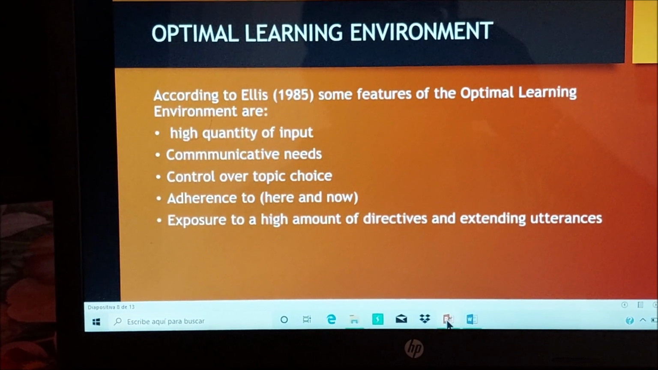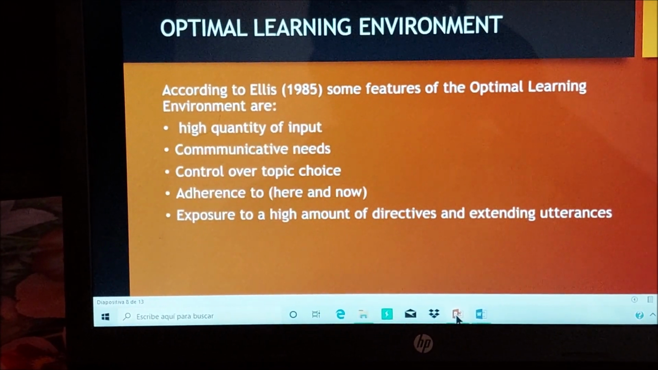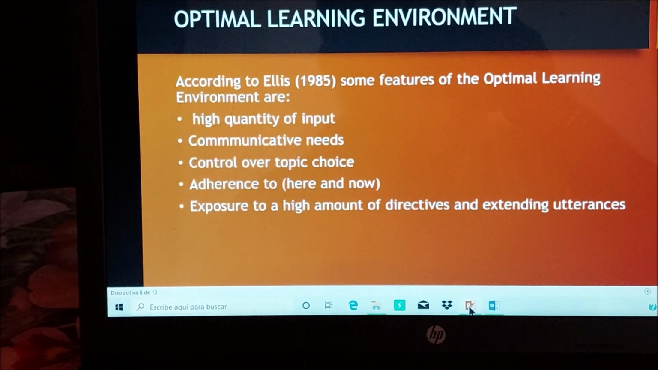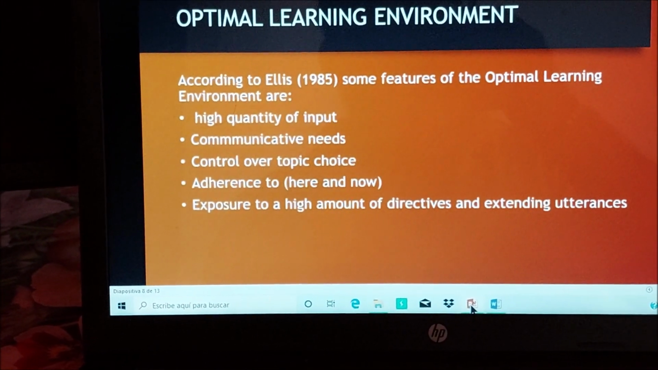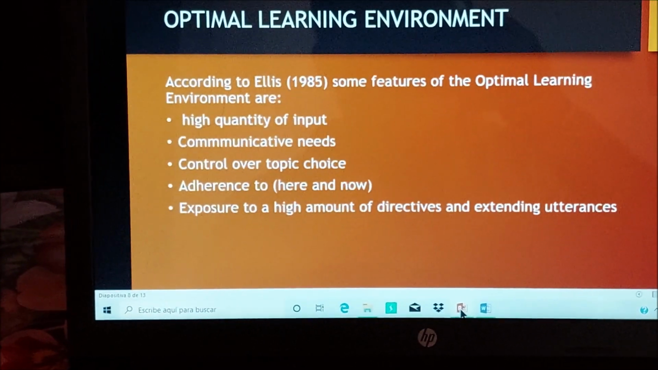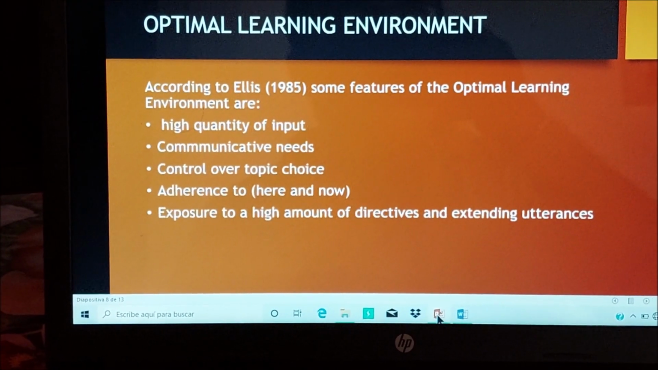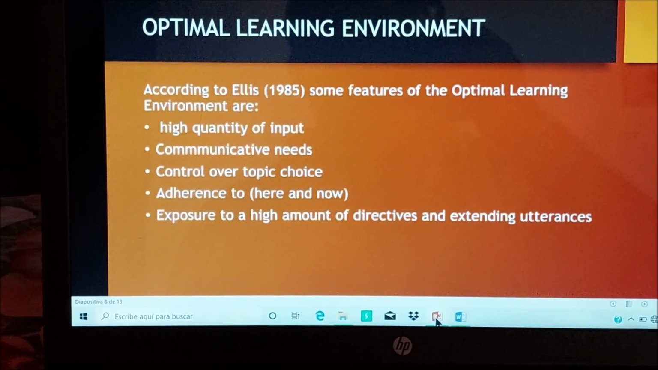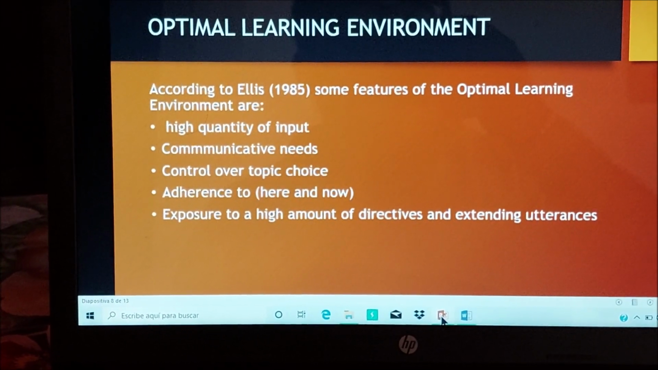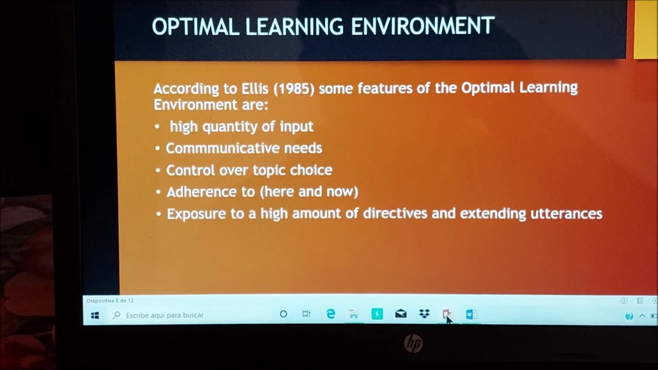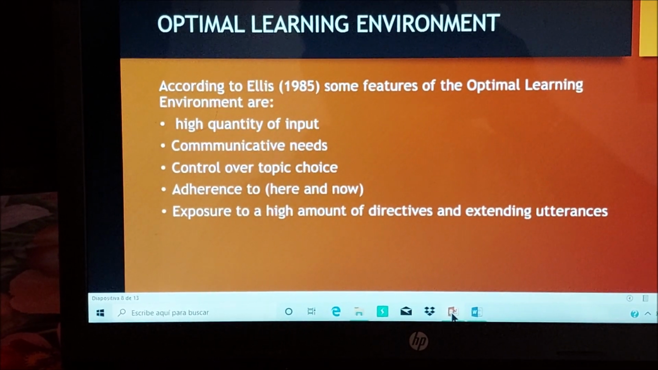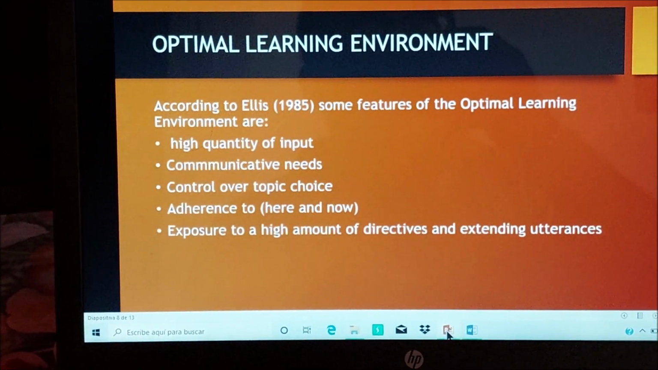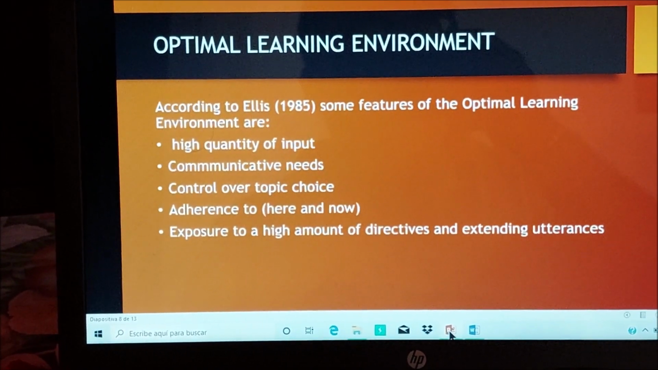Another aspect is adherence to here and now. It refers to the time and place and the exposure to a high amount of directive and extending utterances. It refers to using commands, using some requests, that kind of discursive tasks or activities, right?